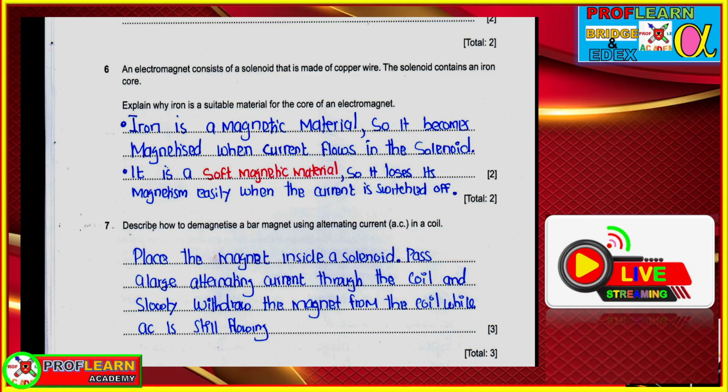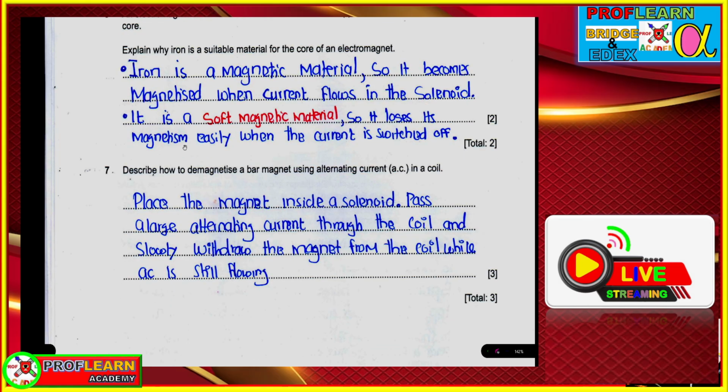So for that reason, iron can create a temporary magnet when current is flowing, because when you create an electromagnet, you would like it to be a magnet when the current is flowing, then immediately it loses its magnetism when the current is switched off. So that is the reason why it's suitably used. But steel is suitable for a permanent magnet, because once it's magnetized, it retains the magnetism for a long period of time.